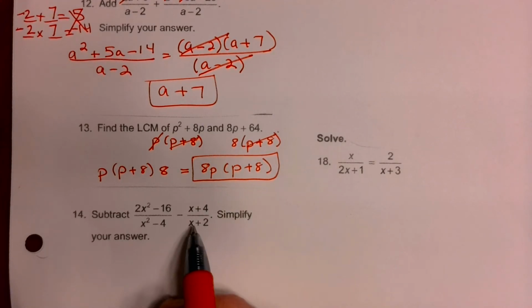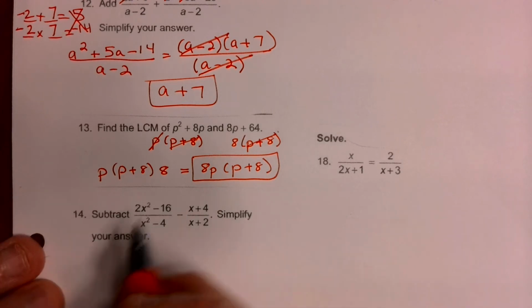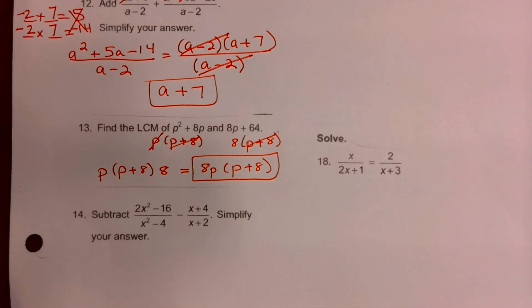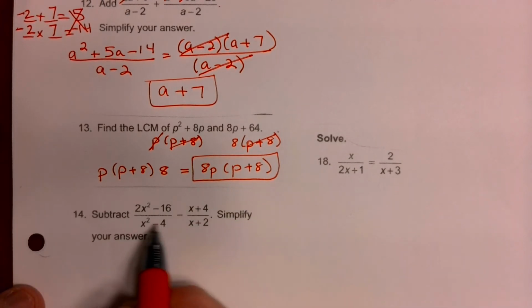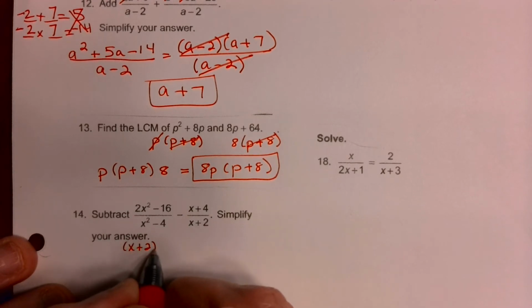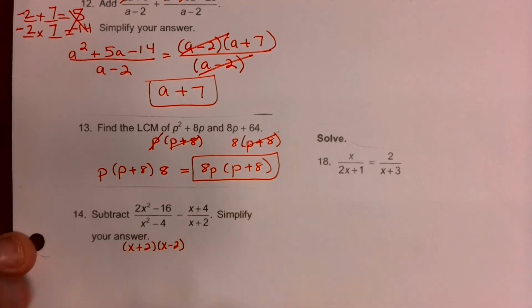Are the denominators the same? No, they are not. So hopefully, you guys are familiar enough with this stuff that you see x squared minus 4 and you say, yes, difference of 2 perfect squares. So that breaks down to x plus 2 and x minus 2. That is something I'm really hoping you see by now.